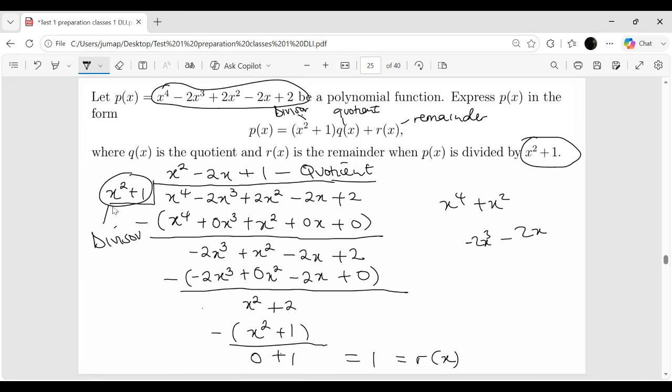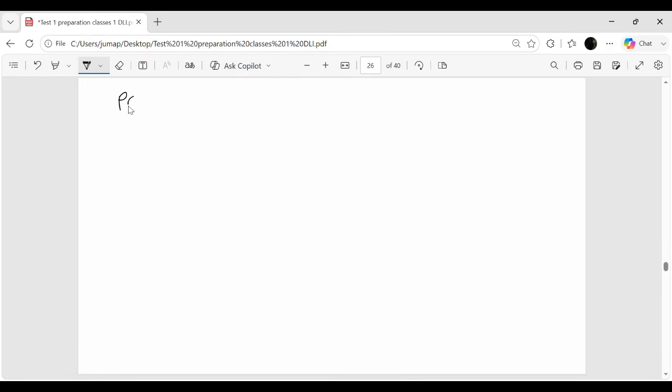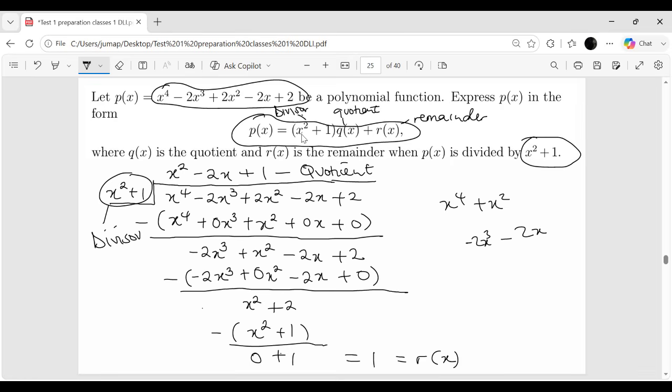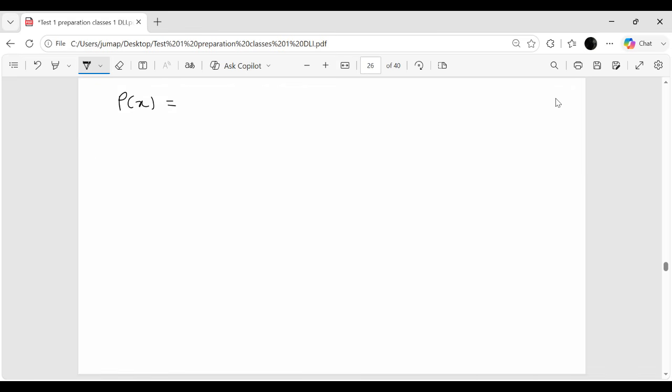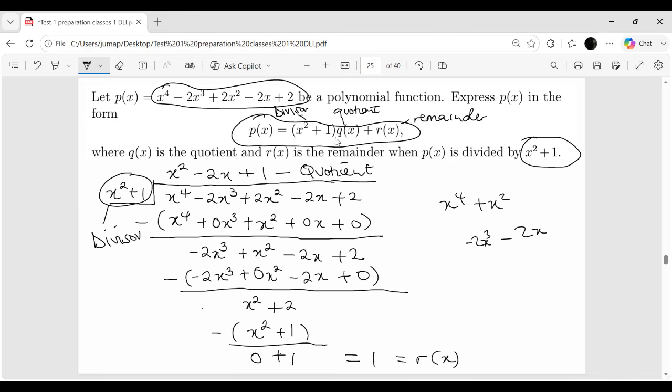So if you're expressing this expression in this form, I'm going to write p of x is equal to x squared plus 1, because that is the divisor. So x squared plus 1, our divisor. Then our q of x, we've gotten it to be the quotient which is here.